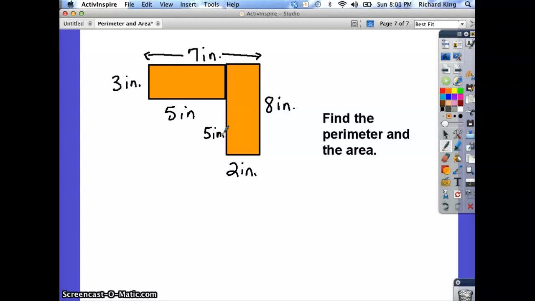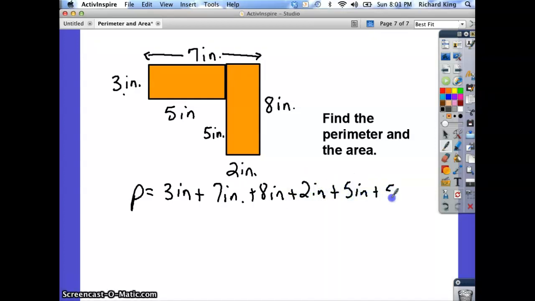So since this is not a rectangle, you probably just need to add up all the sides to find the perimeter. So we'll do that. So the perimeter in this case, we'll start here and work clockwise. Make sure we get all the sides. 3 inches plus 7 inches plus 8 inches plus 2 inches plus 5 inches plus 5 inches. You really didn't have to have the units here, but I just went ahead and kept them in there.